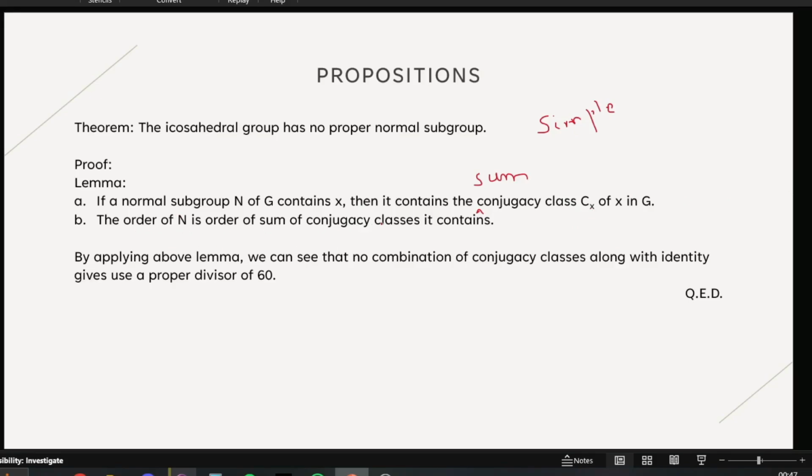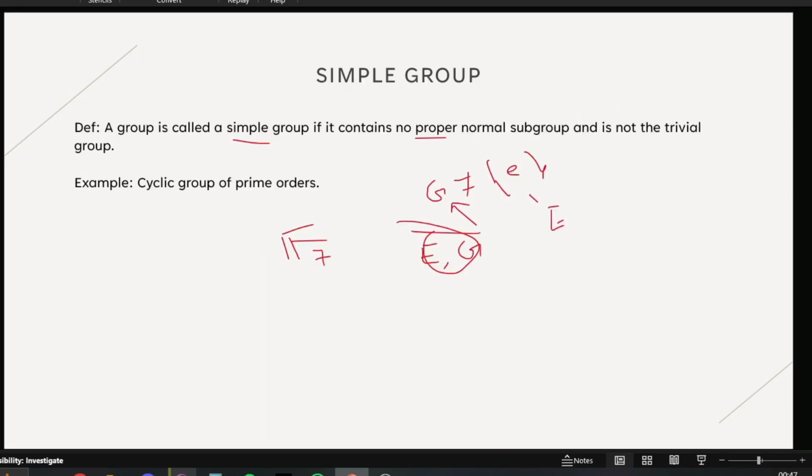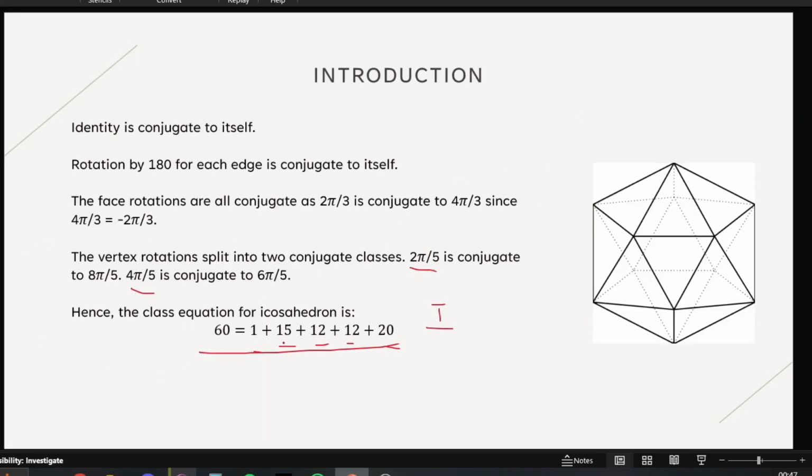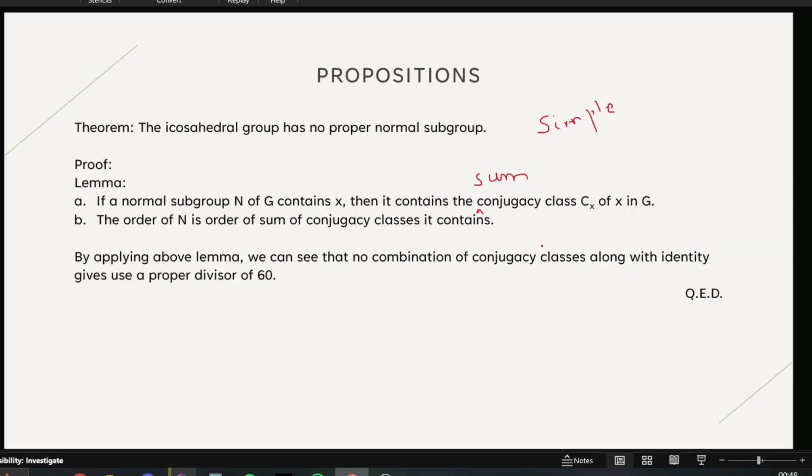The order of the normal subgroup is the order of the sum of conjugacy classes. If we look at the class equation of the icosahedral group, if we add any two of these elements, then we can no longer divide the order. By the orbit stabilizer theorem, this must divide the order, but if we add them, it will no longer divide the order. No combination gives us a proper divisor. We will see that it has no proper normal subgroup.